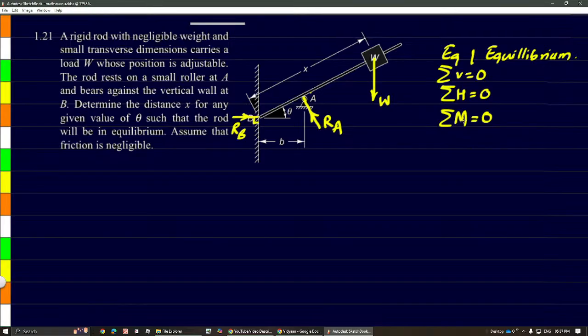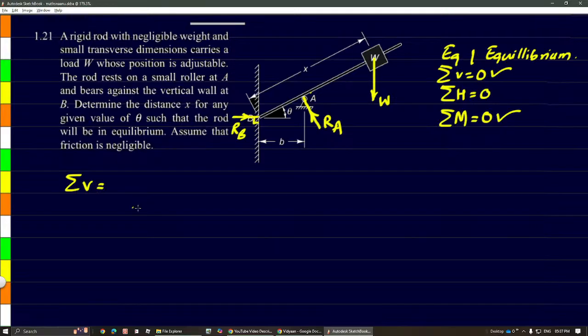Here RB and RA are the two reactions, so we'll probably have to find them first. Is there any way to express RA in terms of W? Yes, I think if we take sigma V equals 0, RB will not come into our equation. We will just have RA and W. That means we will be able to define RA in terms of W. Once that is done, we can take a moment, and because x is a distance, a distance will be included in the moment. So this equation and this equation we'll be using. Let's go ahead with sigma V.